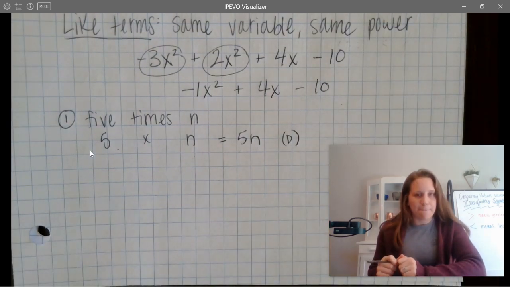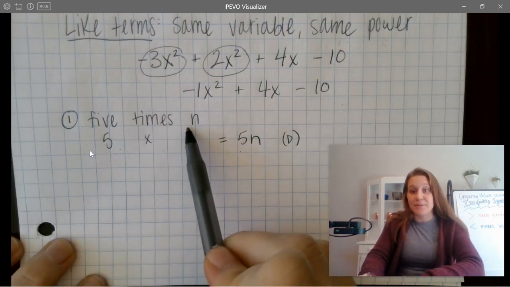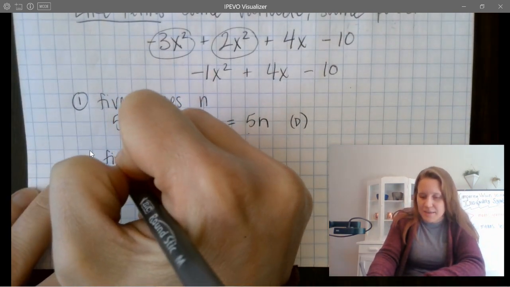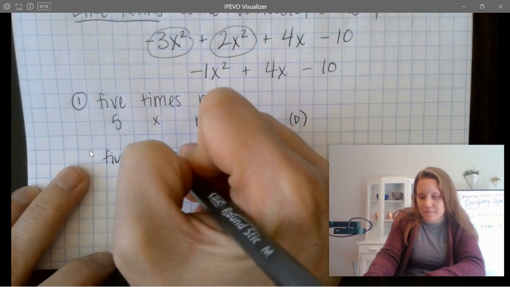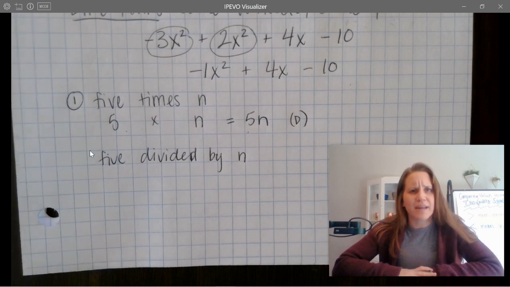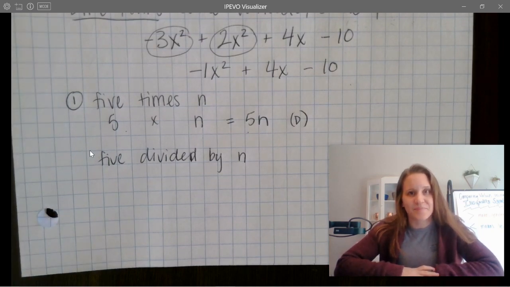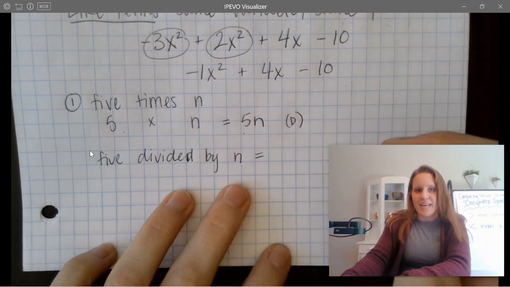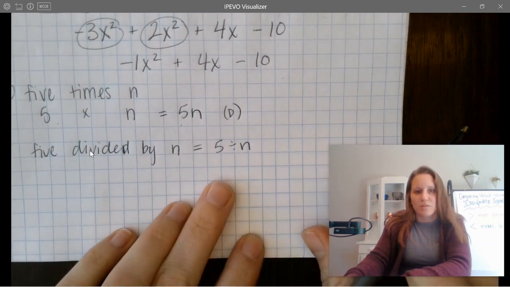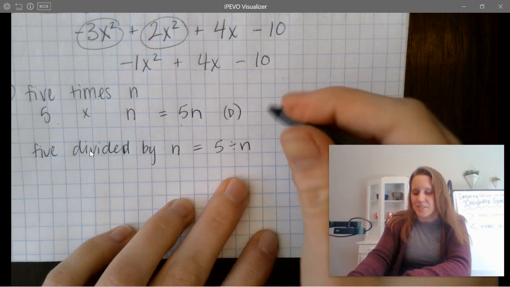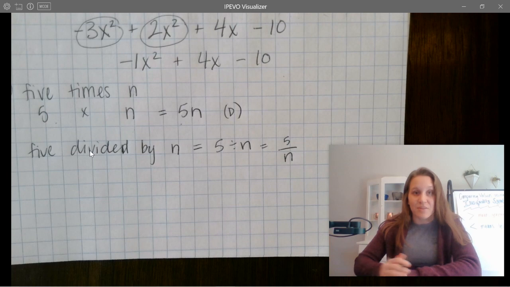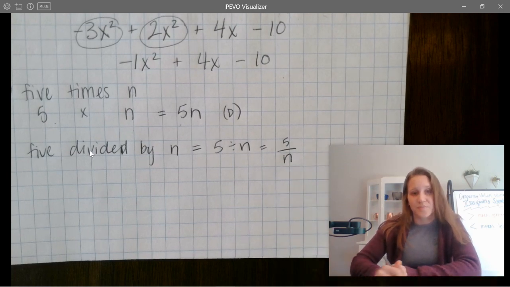What if this question didn't say 5 times n? What if it said 5 divided by n? What would you write for 5 divided by n? You could write that in two ways. 5 divided by n with an old school, elementary school division sign, or you could write 5 divided by n with a fraction bar. We know that fraction bar is division too.